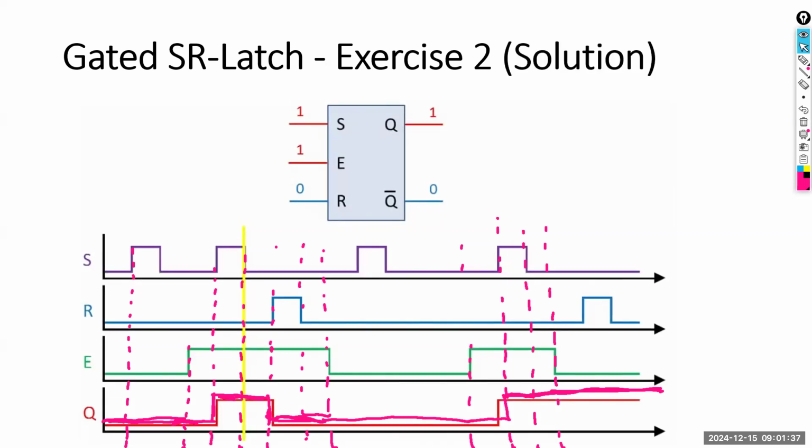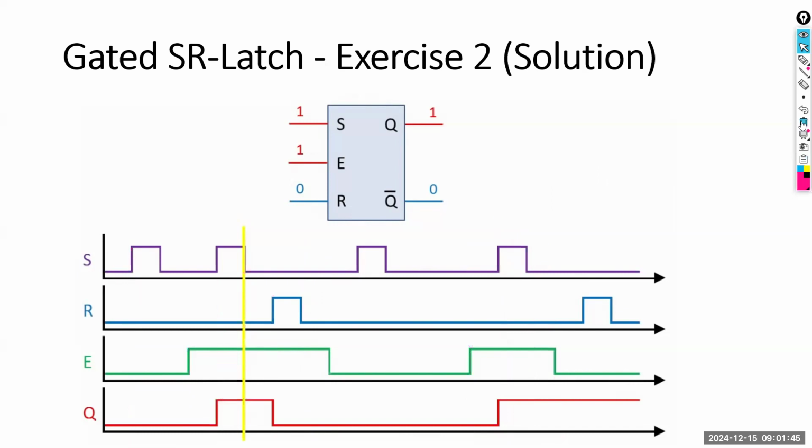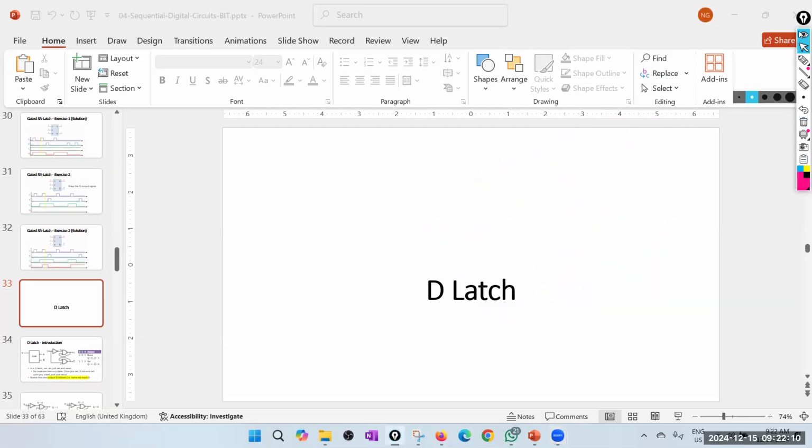Okay. Right. Any question about SR latch, gated SR latch? Okay. So D latch is a variation of SR latch. So therefore, it's very easy to understand. Now we can go faster.